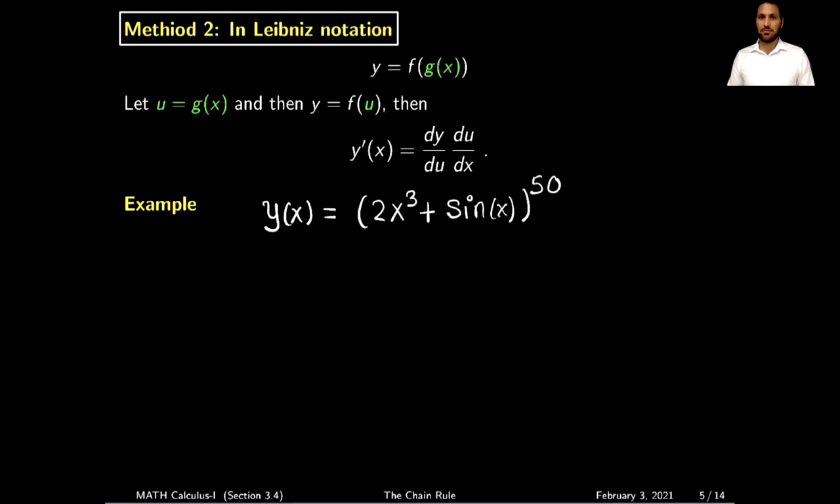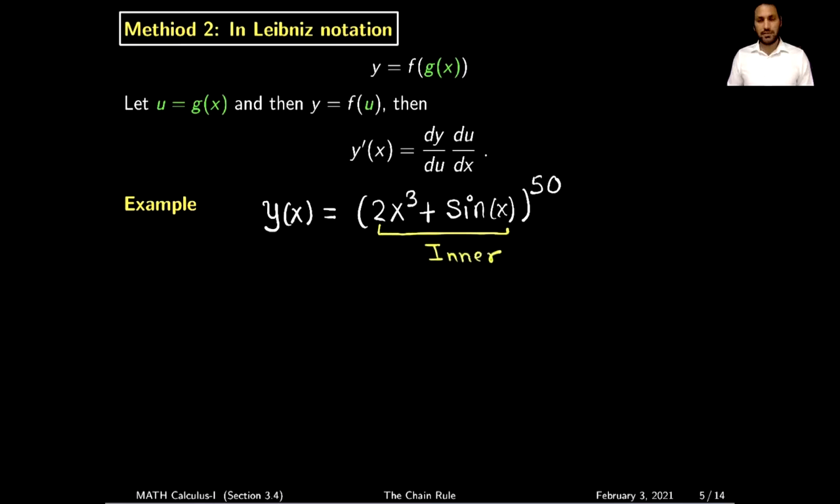So my first example is the function y of x equals (2x to the power 3 plus sine x) whole raised to the power 50. First we will identify which one is the inner function and which one is the outer function. As you can see, the function 2x cubed plus sine x is sitting inside of the power function x to the power 50. So I will select this as the inner function.